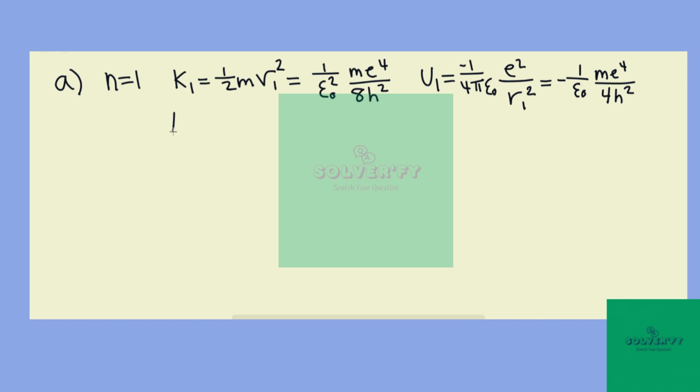And finally, for the total energy, E1, we have -1/epsilon naught squared, m e to the 4th power all over 8 h squared. So all we've done is we've combined the velocity v1 with the kinetic energy. We've combined the Bohr radius with the potential energy. We've eliminated n by setting it equal to 1 for the ground state, and we have all of our expressions for the ground state. Done.